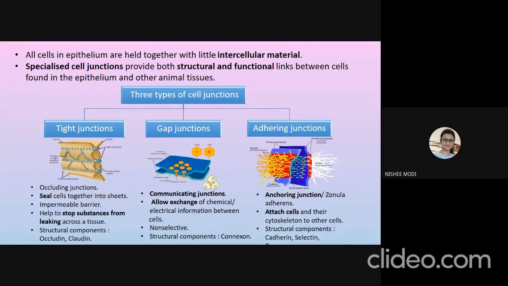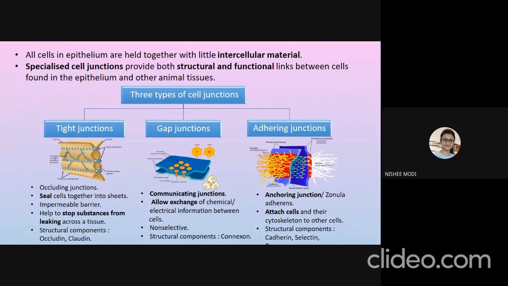Then gap junction, which is also called a communicating junction, which allows exchange of chemical and electrical information between cells. Here tight junction is impermeable, but gap junction is non-selective. It is semi-permeable. It allows molecules having molecular weight less than or equal to 1000 Dalton. And the structural component of gap junction is connexon.